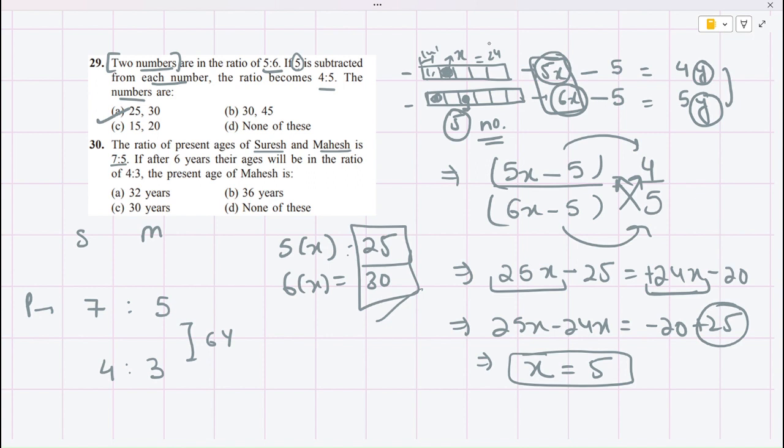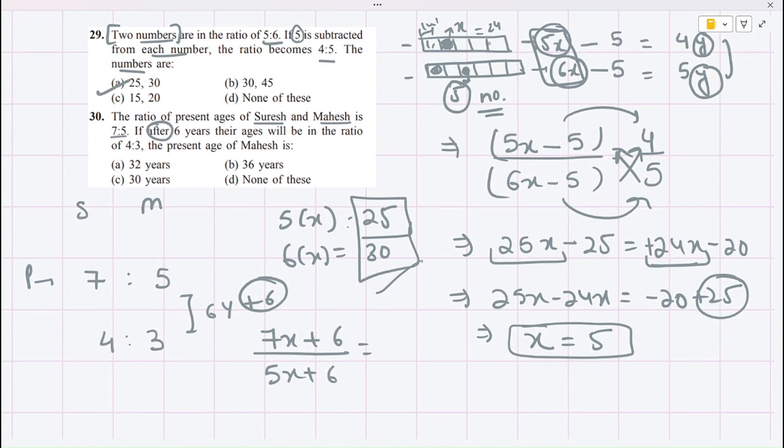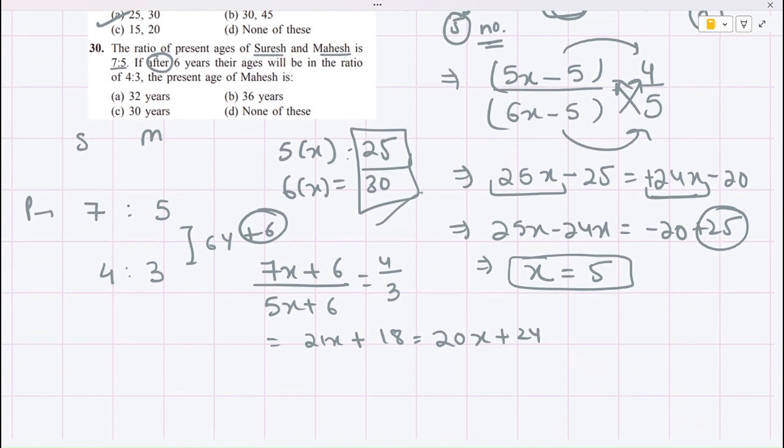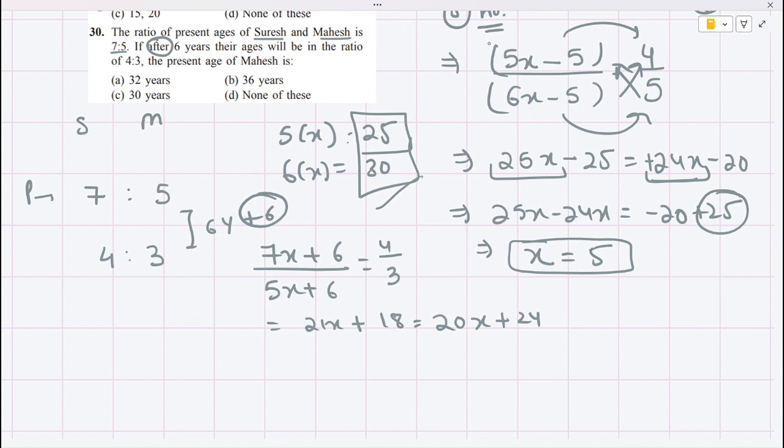Now since we know कि after की बात हुई है, right? If after 6 years, यानी कि +6, हम +6 करेंगे तो 7x + 6 and then we have अगर हम महेश की बात करें तो 5x + 6. This will be equal to, so now the new ratios are 4 and then we have 3. So we'll multiply 21x plus we have here 18, then this becomes 20x plus 24. Again, if we solve this, we get here x is equal to 24 minus 18, which becomes 6.